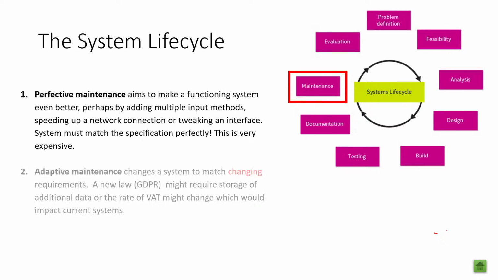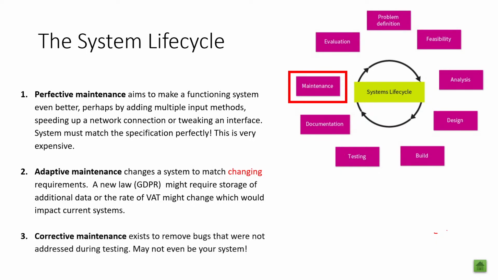Maintenance systems, we've got perfective, adaptive, and corrective maintenance. So perfective means it's very expensive, right? Because you've got to make sure that the thing you've created is identical to what's been asked for in the specification. Adaptive maintenance basically allows you to change for legislation, for example, or requirement change that's needed by the user. Corrective maintenance exists to remove bugs that were not addressed during testing. Now, it might not even be your system that you're testing, but maintenance contracts are very, very lucrative, and we like them because they pay well.